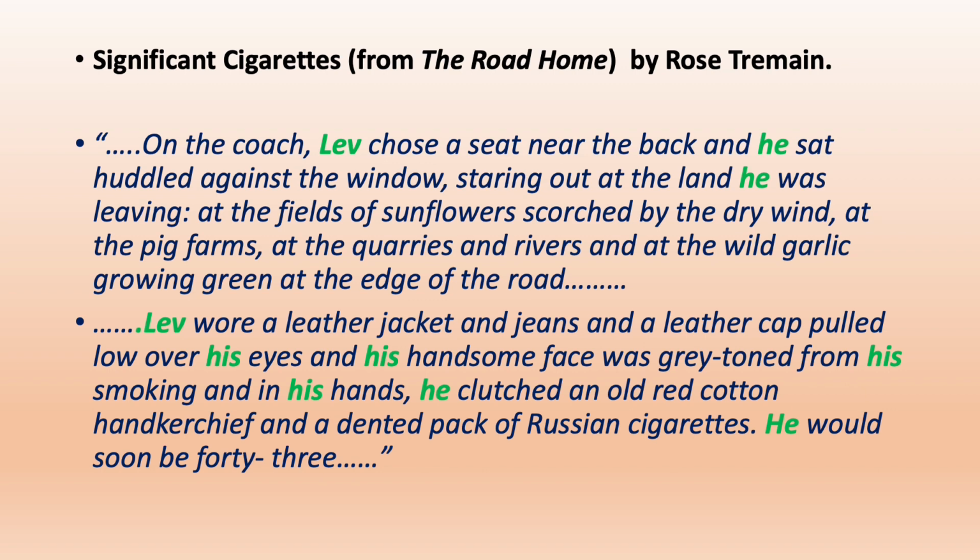Well, now let's take another example from your syllabus, that is Significant Cigarettes. Here Rose Tremain narrates Liv's experience while traveling to another country. Third person pronouns such as he, his, and the personal pronoun Liv imply it's third person narration. Now we have come to the end of how to identify the perspective of the authors in literary texts.